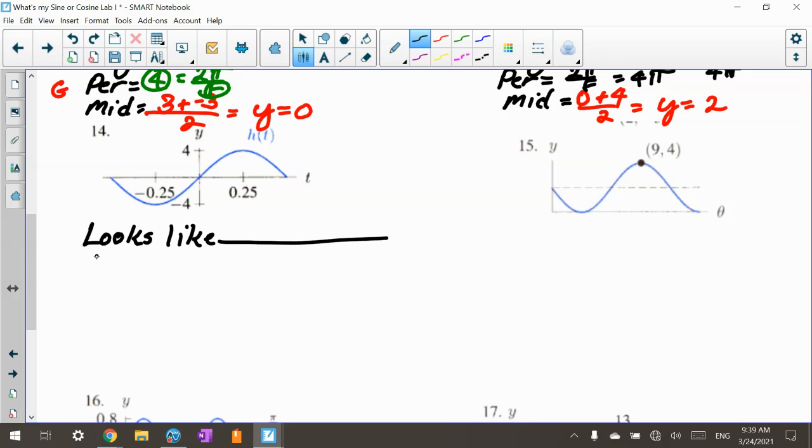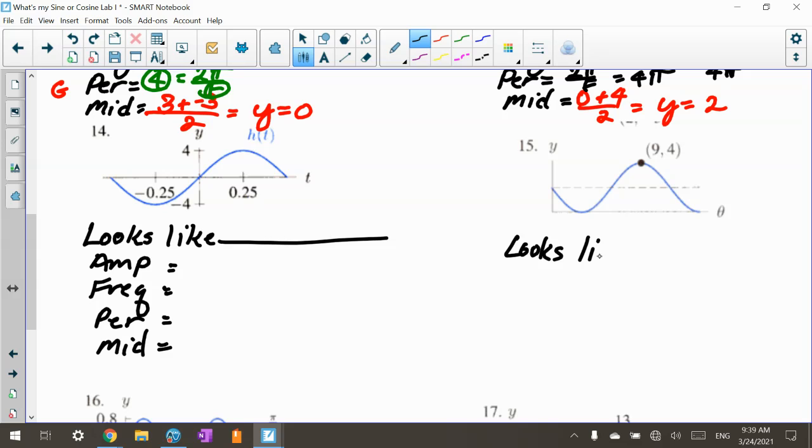I'm going to do them for both: amplitude, frequency, period, midline. For both of these, I'm going to set it up. Looks like amplitude, frequency, period, midline. This really does work, guys, so that's why I'm doing it.